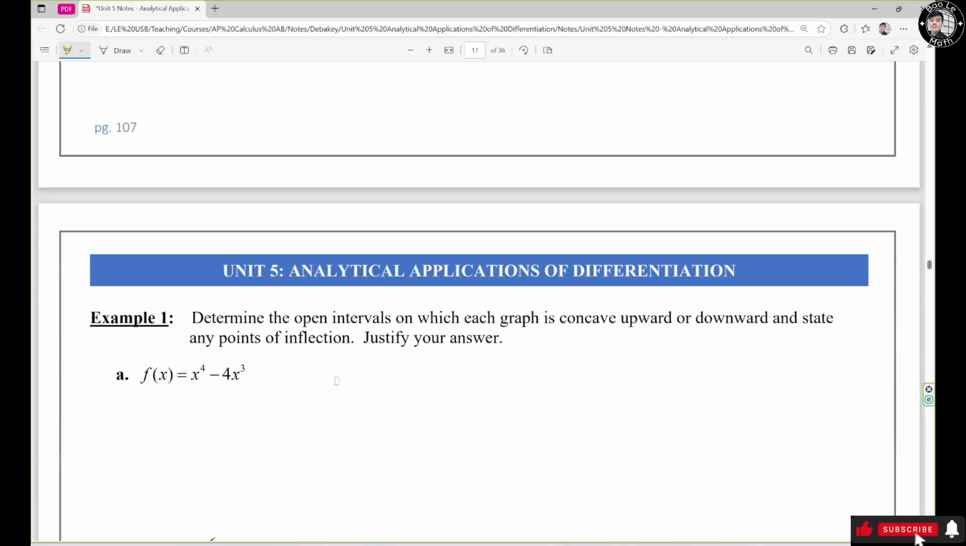Let's take a look at the first example. Determine the open intervals on which each graph is concave upward or downward and identify any points of inflection. Justify your answer. Question A. f of x equals x to the 4 minus 4x cubed. You need to take the first derivative and second derivative. So I have the first derivative f prime of x equals 4x cubed minus 12x squared, and the second derivative is going to be 12x squared minus 24x.